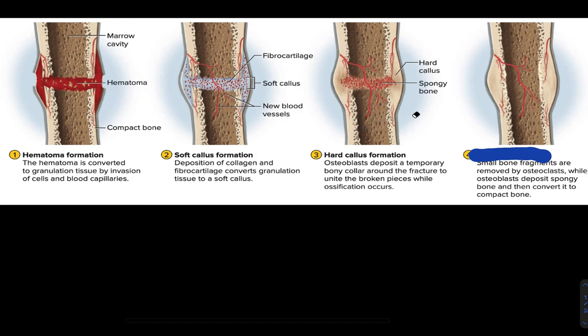And the last step, number 4, is our last step of fracture repair, which is bone remodeling. Now we talked about this previously a couple of sections ago, and so now small bone fragments are removed by osteoclasts, while osteoblasts deposit spongy bone and then convert it into compact bone. So just like we discussed in the last little bit of this video, the bone remodeling is occurring here to complete this final step of bone repair.